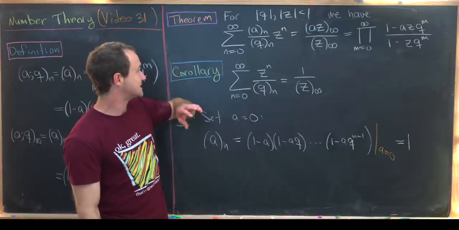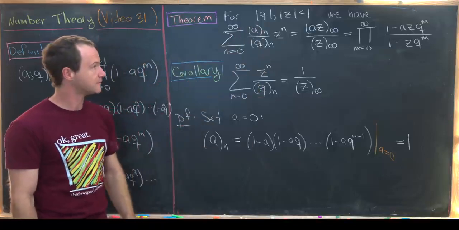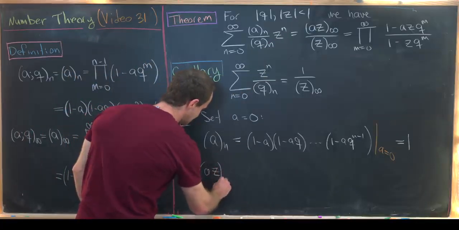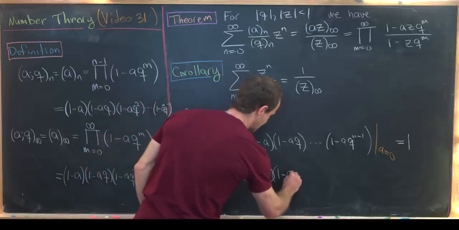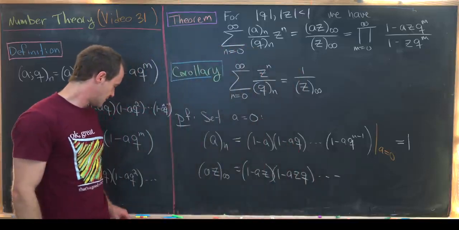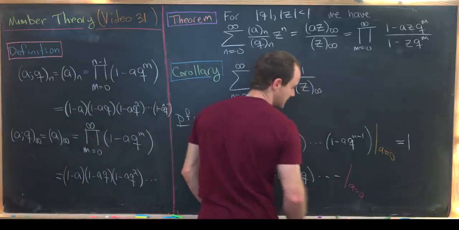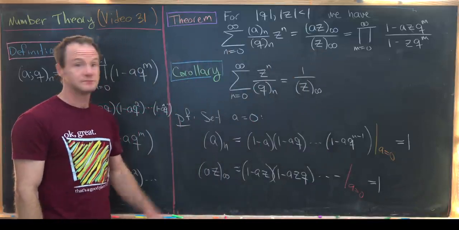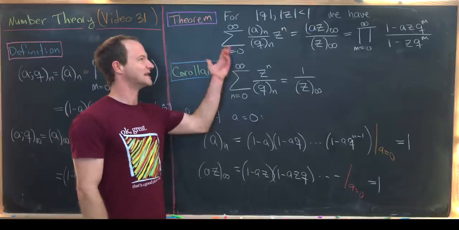But that collapses this left-hand side to our left-hand side here. Let's see what happens to this a_z infinity. So our a_z infinity is (1 minus az) times (1 minus azq), but that's an infinite product. But the same kind of thing is happening. Notice if we set a equal to 0, that collapses this thing to 1 as well. Okay, nice.